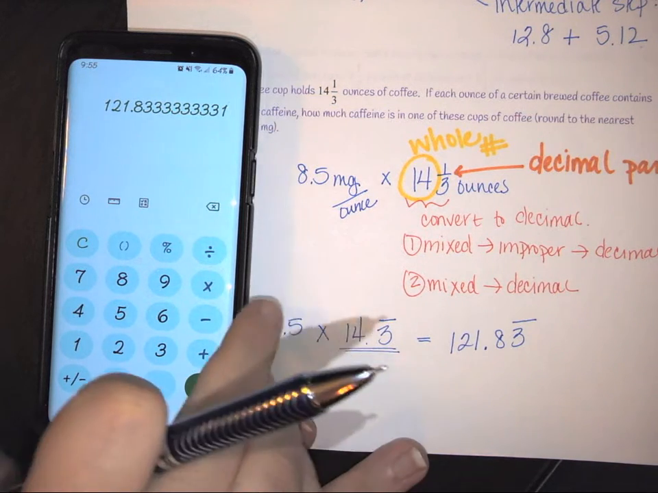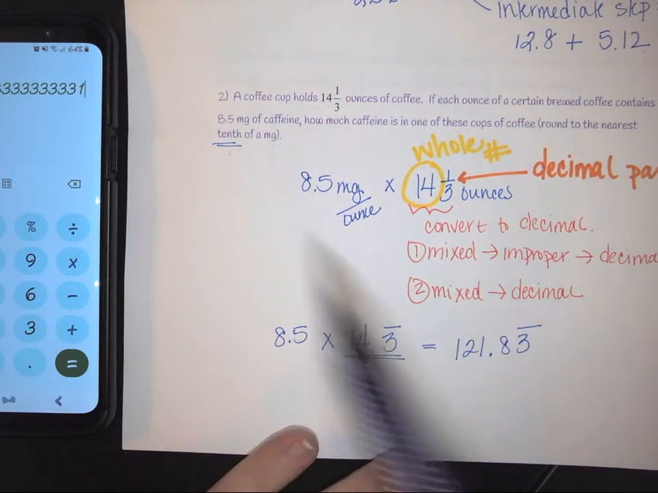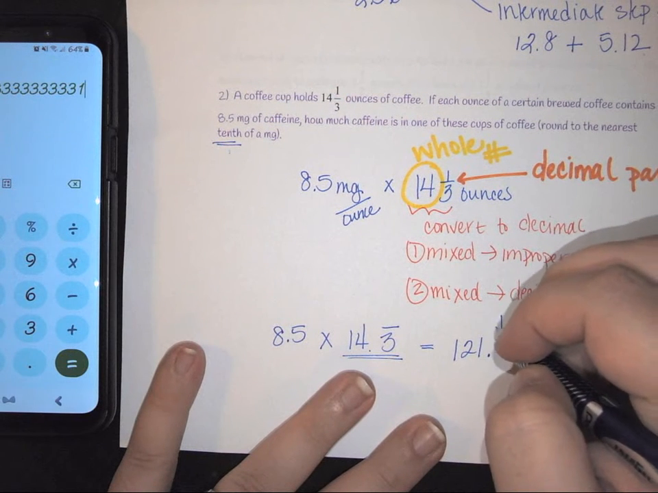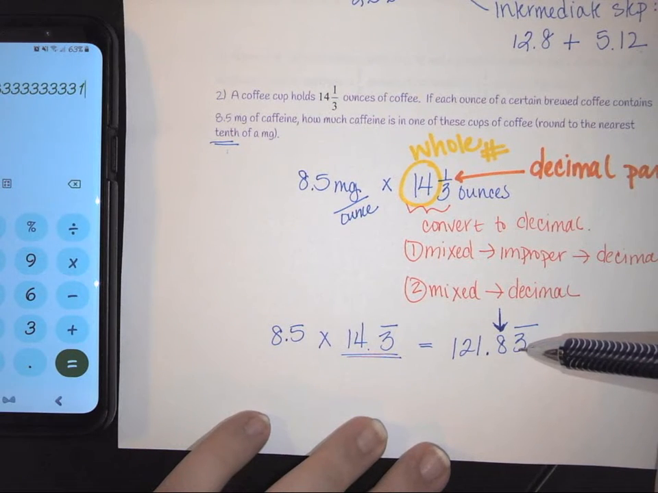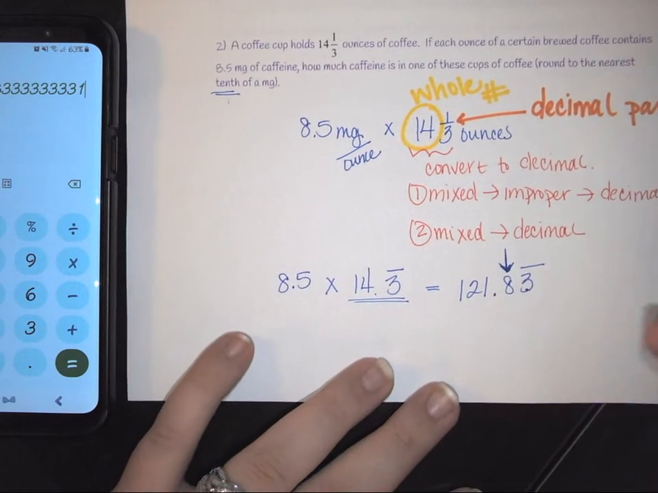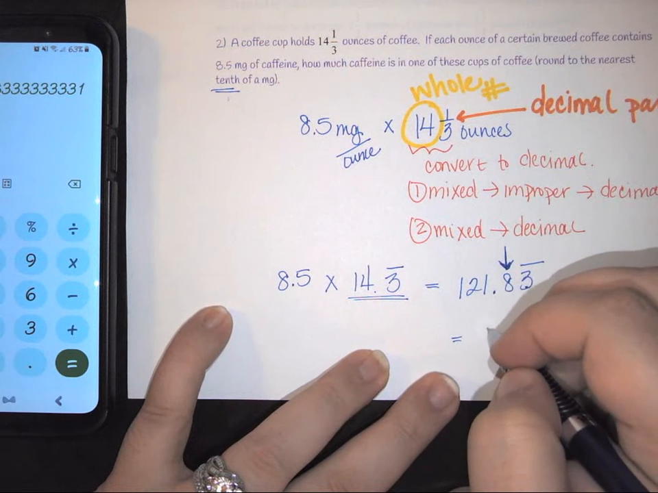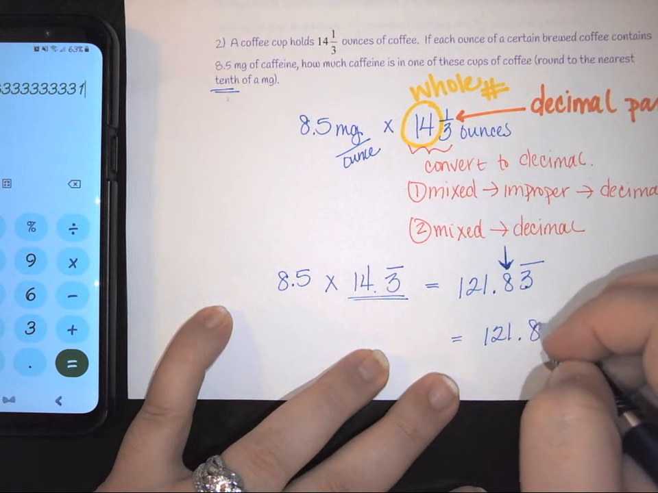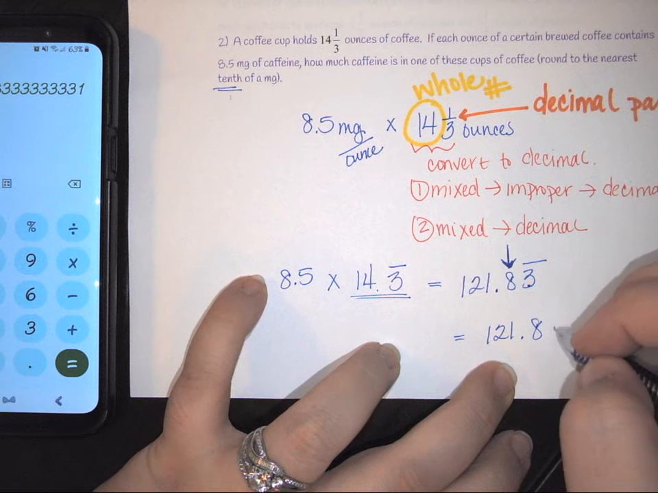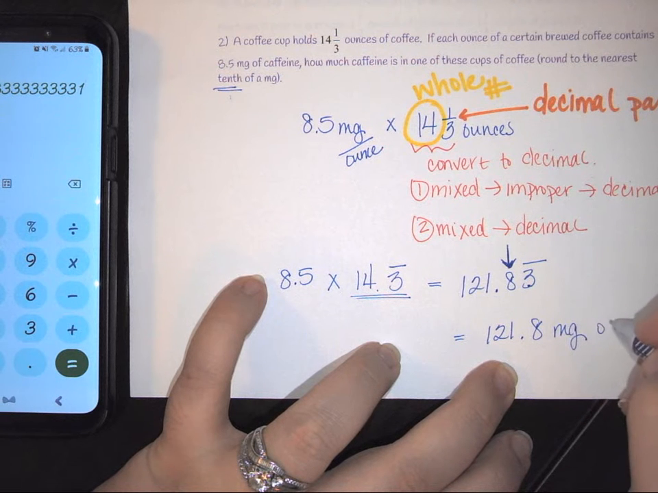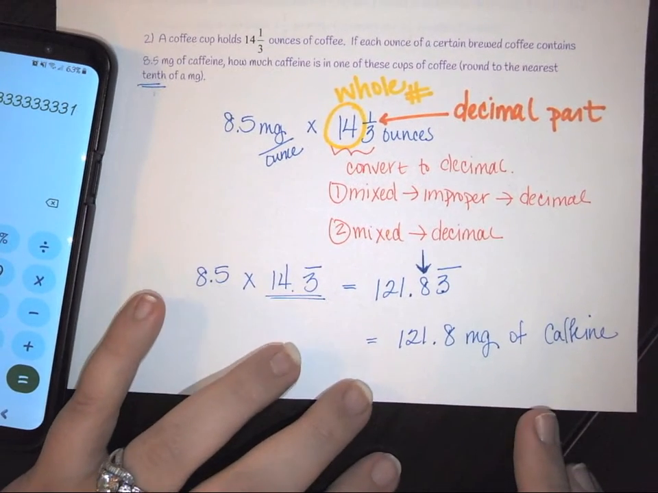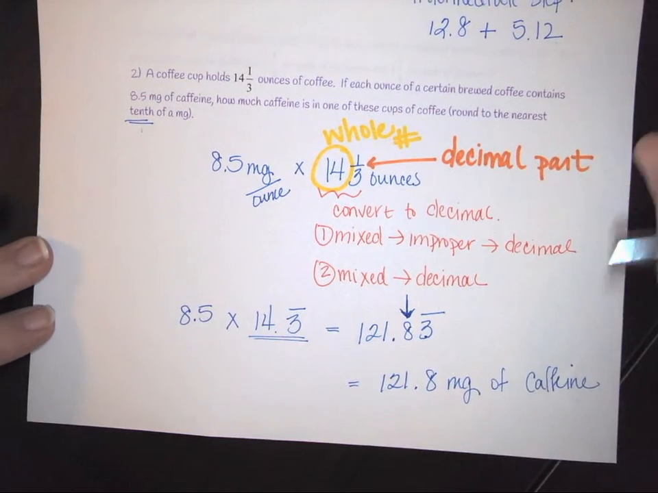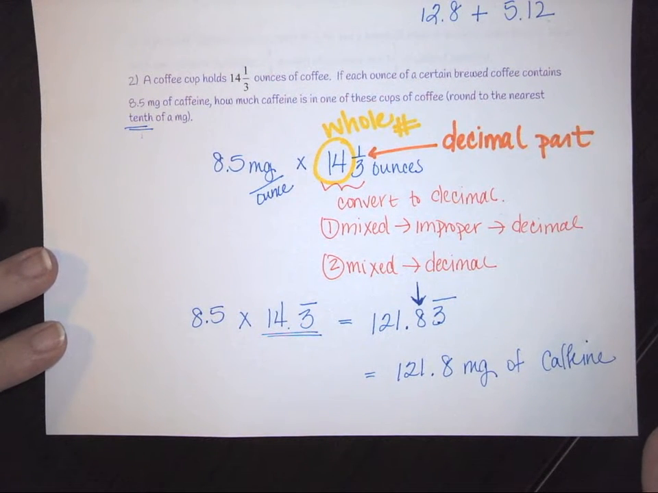The last thing we need to look at is the fact that we want to round to the nearest tenth. So the tenth is going to be this first spot here. We look at the spot to the right that tells us what we do. Since this is going to be less than 5, this means when we round we get 121.8, and it is going to be milligrams of caffeine. Okay. So that is the fastest and quickest way to be able to do it.